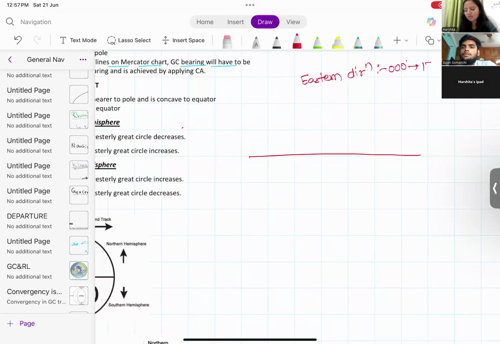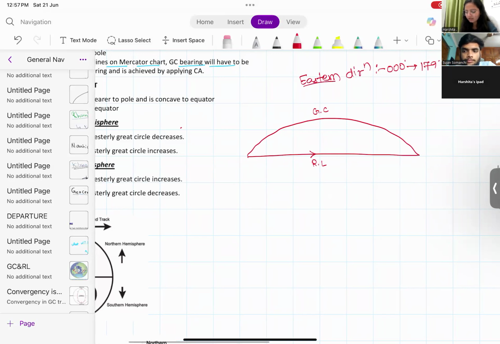000 degrees to 179 degrees. The eastern direction. This is the rhumb line. This is the great circle. No doubt in that. We are going towards the eastern direction. That's why we are moving like this on the eastern side.